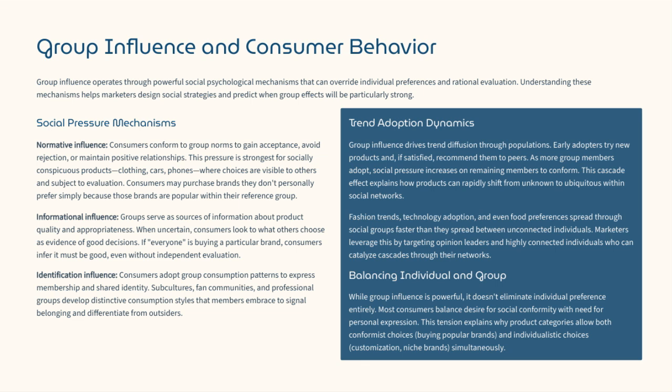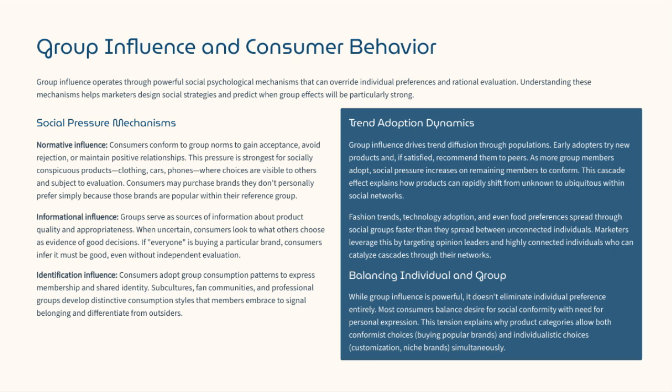And lastly, normative influence is about conforming to group norms to gain acceptance or avoid rejection. This is especially true for products that are visible to others: clothing, cars, phones, where choices are on display and open to judgment. Sometimes, consumers will choose a brand they don't personally prefer simply because it's popular within their social circle. All these influences operate through powerful social psychological mechanisms that can sometimes override our individual preferences and rational decision-making.